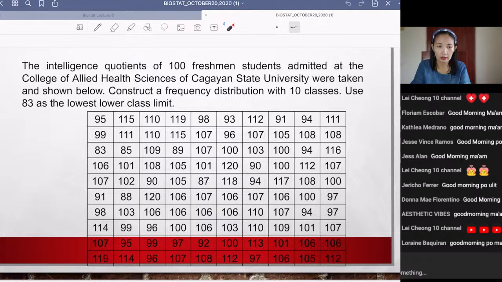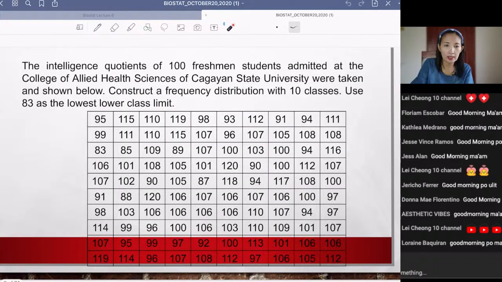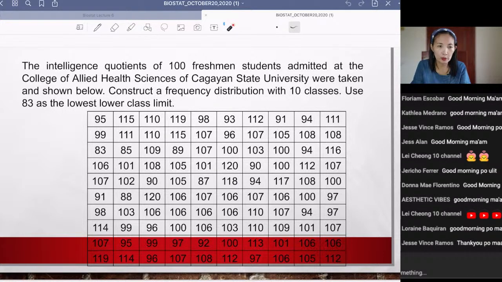Those of you who are logged in, you can check on your Lens and download the PowerPoint presentation. I've just sent the PowerPoint presentation and you can extract the data from there, particularly slide number 3. You can find the data in slide number 3, because we shall use this data to illustrate how to construct a grouped frequency distribution using Excel.